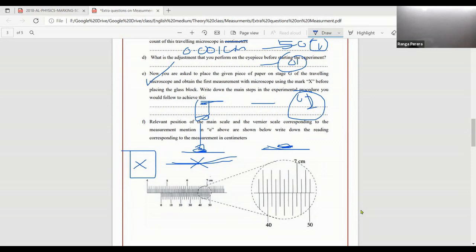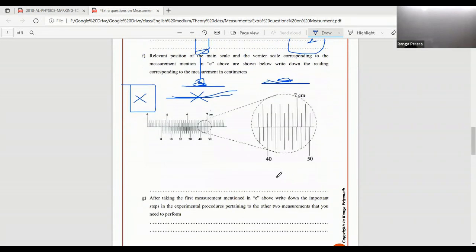Lock it. Initially you unlocked it, now you want to lock it. Use knob A or B for focusing the image. Focusing the image.